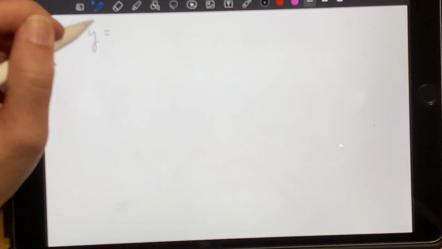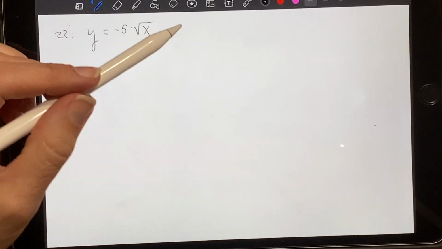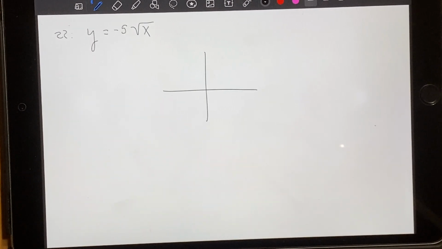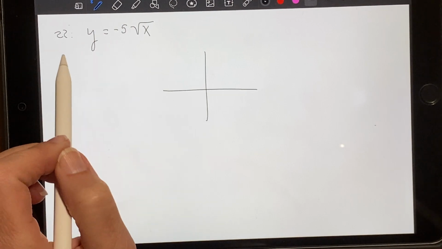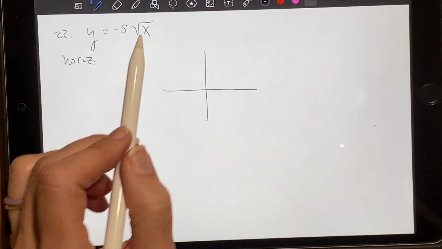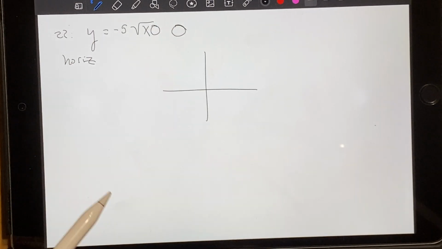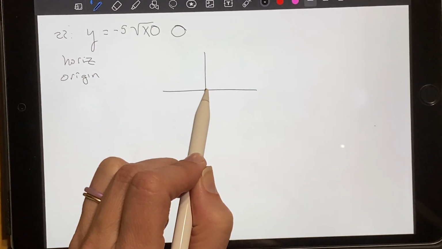Let's look at 22. 22 says y equals -5 square root of x. Okay, if I were to graph this, what would I do? Let's answer our questions. What direction does it lay? Well, this is a horizontal parabola because it's a square root. I have nothing added to my x and nothing added to my y, so it starts at the origin.